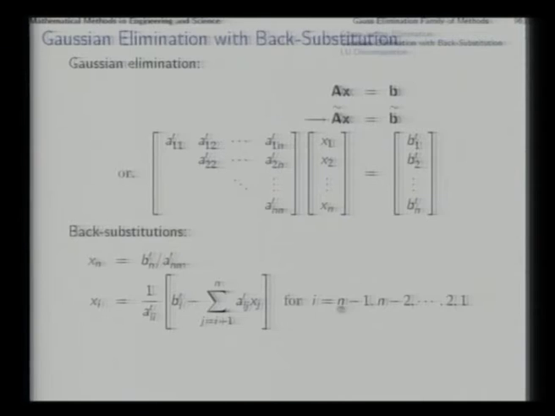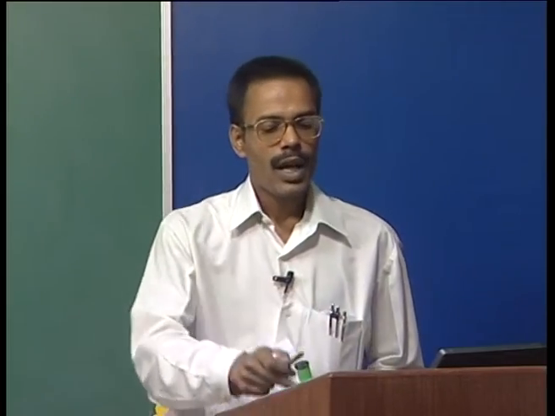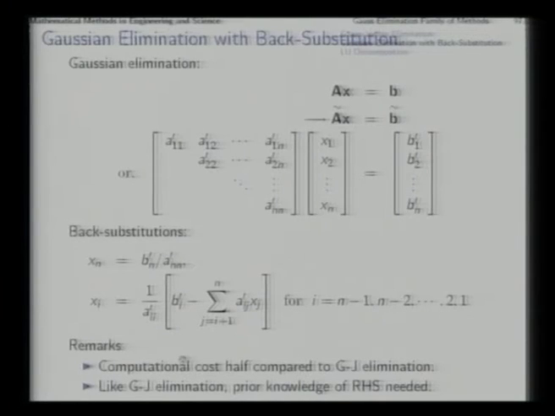So, the last unknown is determined first, then xn minus 1, and then after xn and xn minus 1 are determined, the previous one, then the previous one, and through one complete series of back substitutions you determine all these variables. So, this method, Gaussian elimination with back substitution, is somewhat cheaper than the earlier method. You can say that the computational cost for a single right hand side is actually half compared to the Gauss-Jordan elimination method, which we discussed first.